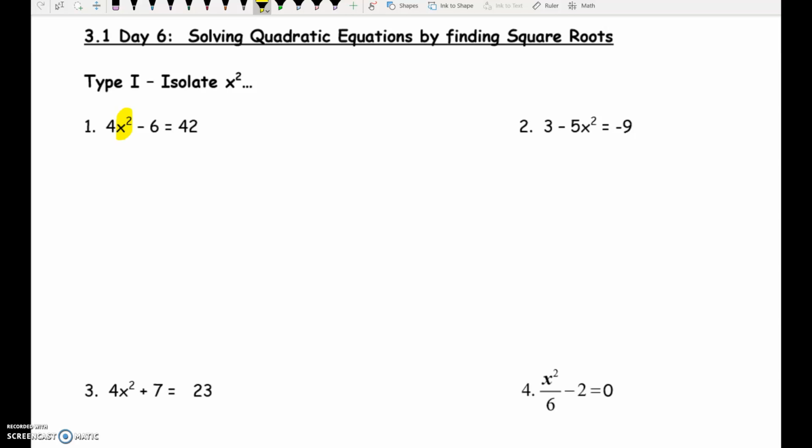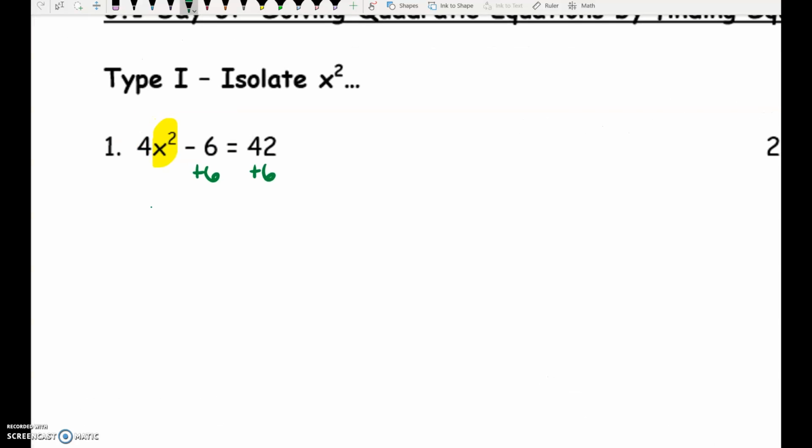If you just have x squared, you want to get x squared by itself. So in this first equation, we need to get x squared by itself. We will start by adding 6 on both sides. That gives us 4x squared equals 48. And then we divide by 4 to get x squared equals 12. But we don't want to know what x squared is. We want to know what x is. To undo a square, we use a square root.